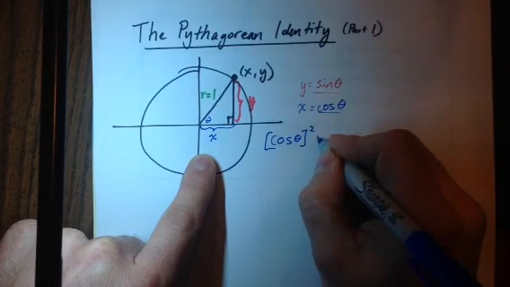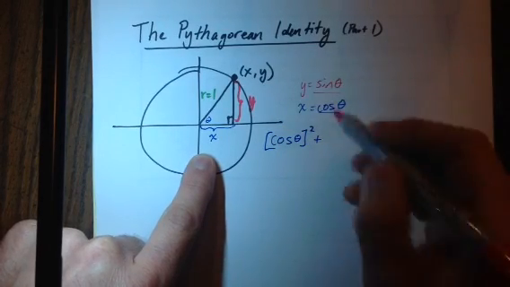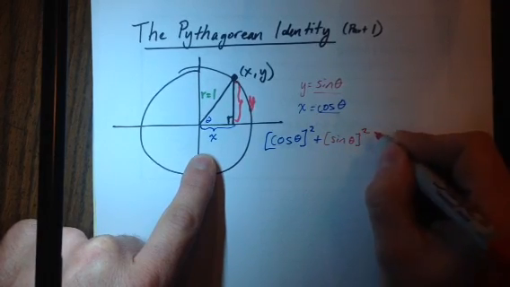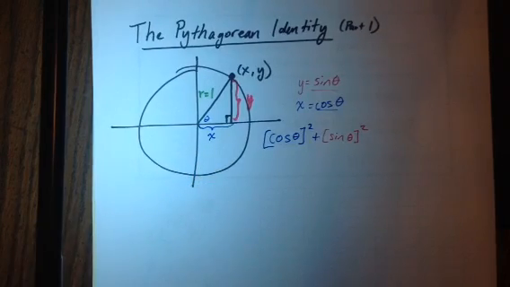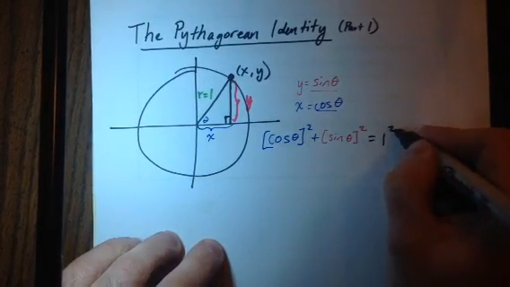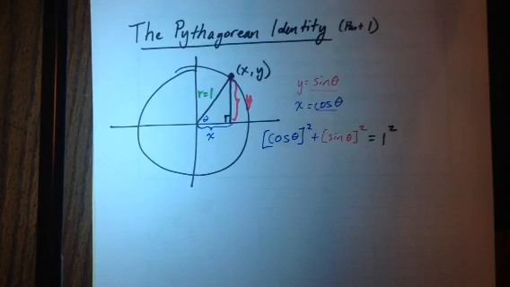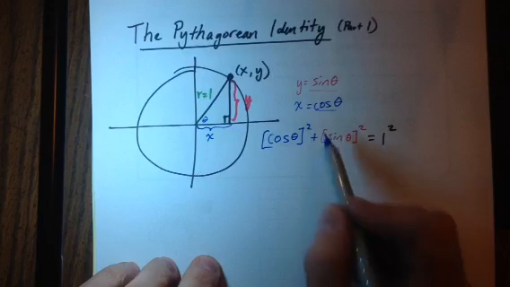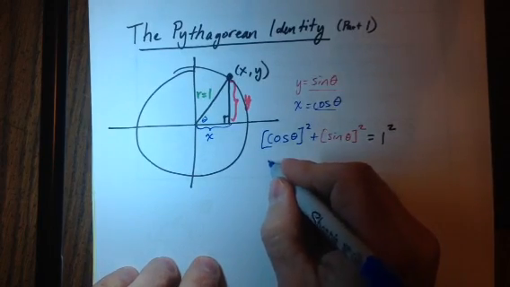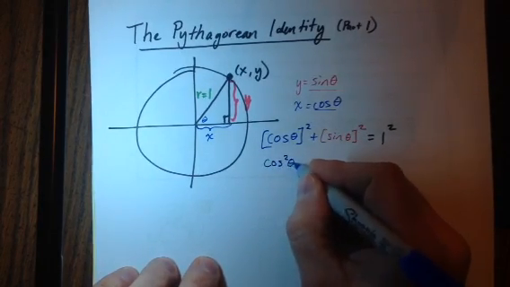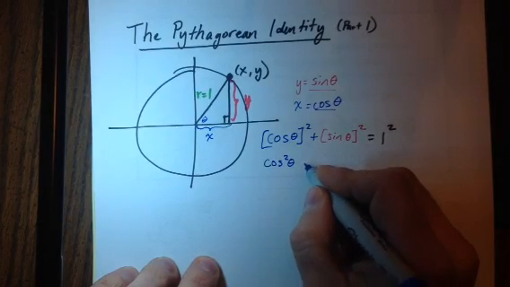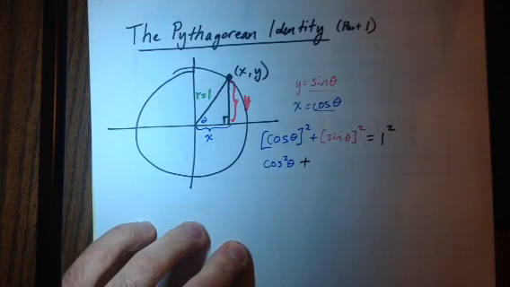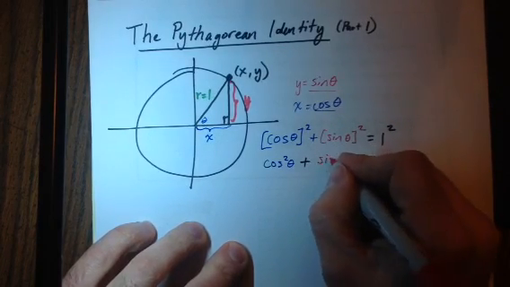cosine theta squared plus the sine of theta squared equals 1 squared. Now, mathematicians get tired of writing cosine theta in the brackets squared, and so they use a shortcut. That cosine squared theta plus sine squared theta equals 1.